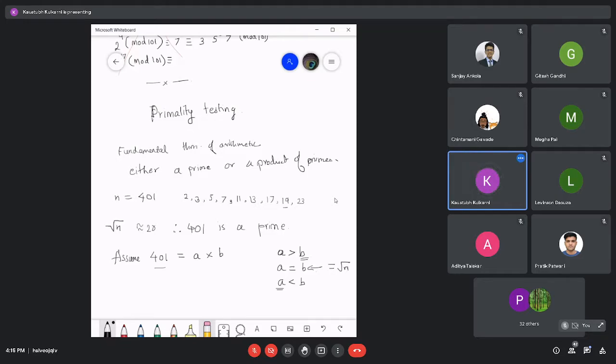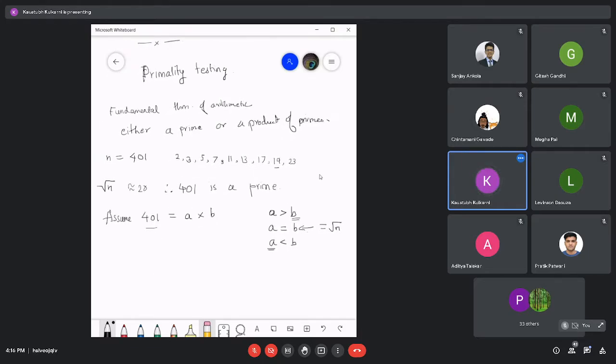So while testing, one of the factors of any number, however large or small, whatever number it is, one of the factors of it will be within 2 to square root of n. Okay, so this approach is also called trial division, because we are taking trials, we are trying to divide by all the primes up to square root of n.